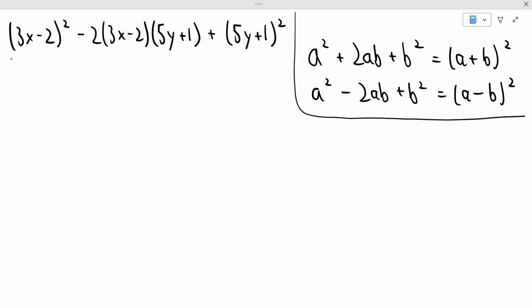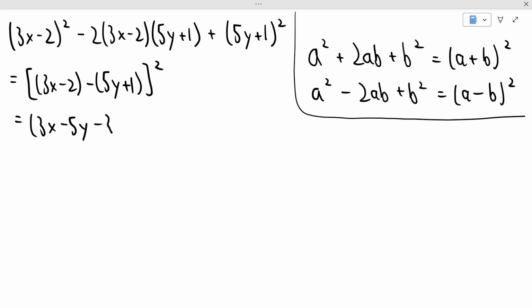We can see that this expression is in the form a squared minus 2ab plus b squared, where a equals 3x minus 2 and b equals 5y plus 1. And the minus 2ab term is just minus 2 times 3x minus 2 times 5y plus 1, which matches our middle term. So we can rewrite this as 3x minus 2 minus 5y plus 1 all squared. And we can simplify the expression inside the parentheses and rewrite this as 3x minus 5y minus 3 all squared. And this is our final answer.